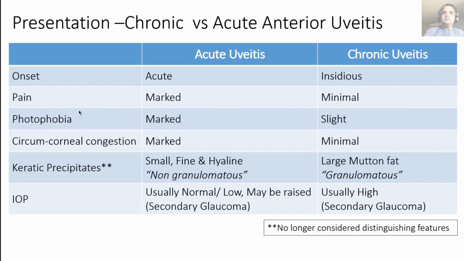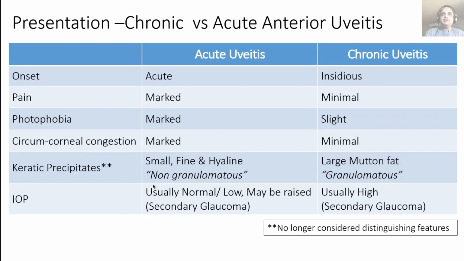Onset is acute and insidious. Pain is marked, minimal. Photophobia is marked and slight. The photophobia is again slight because the inflammation is minimal. And remember, photophobia was happening because a spastic iris muscle was forced to contract more in response to light. When your inflammation is minimal, the pain response to light would be minimal. Circumcorneal congestion again are minimal.